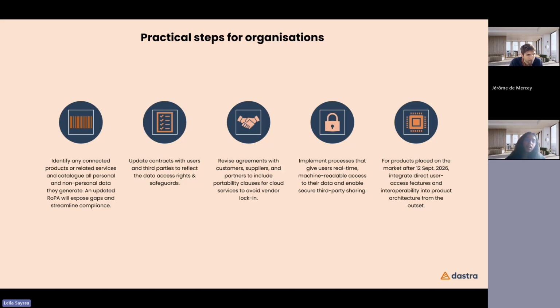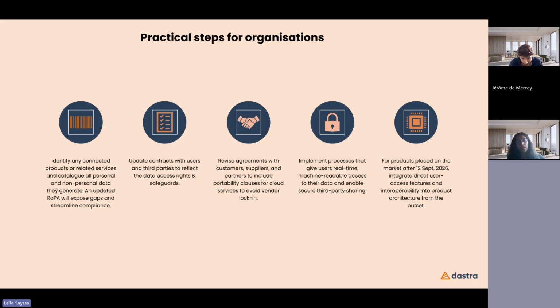But until then, there are some steps that organizations can take. Firstly, identify the connected product and the related service, and catalog, if possible, all the personal and non-personal data that those products or services can generate, and update it in your record of processing activities, which can also help you clearly see the gaps in your compliance. So the mapping here, the data governance, is really important.